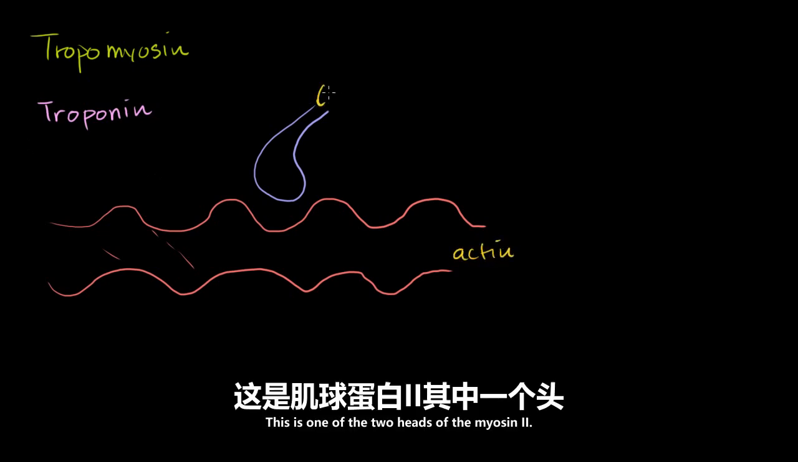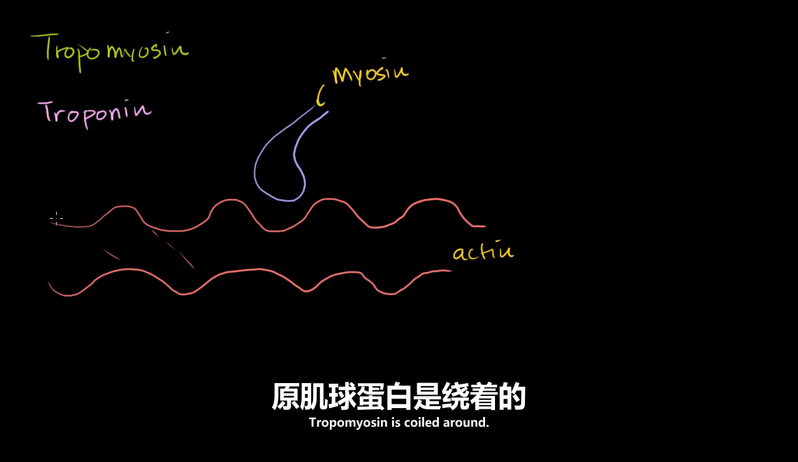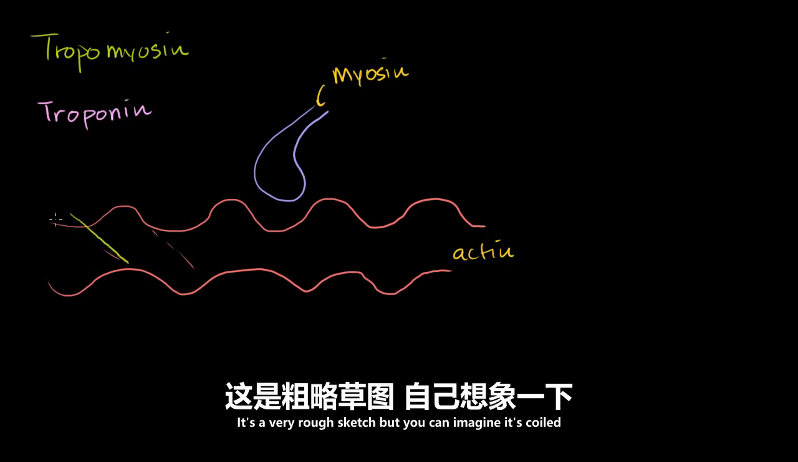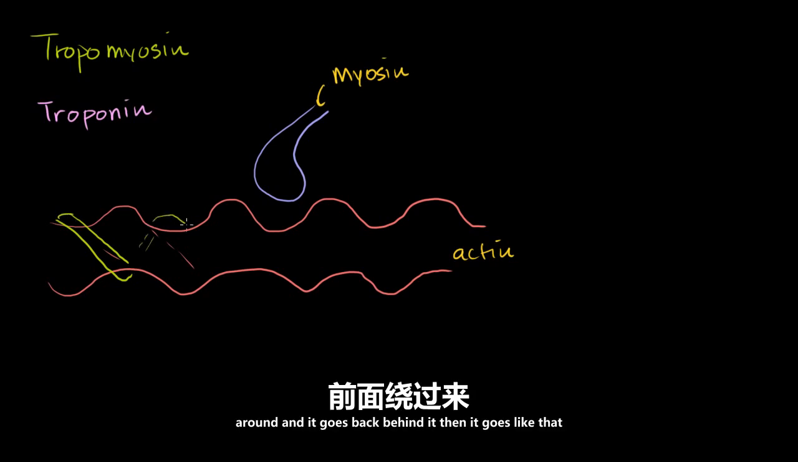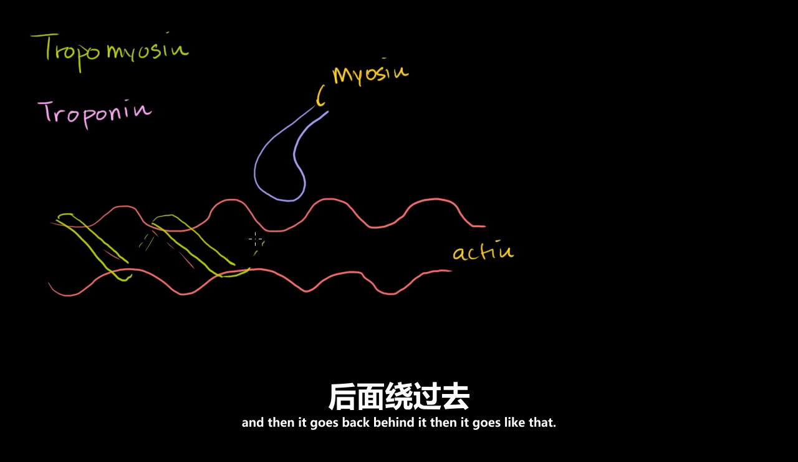This is one of the two heads of the myosin 2. Myosin. And then we have our tropomyosin. Tropomyosin is coiled around. It's a very rough sketch, but you can imagine it's coiled around. Then it goes back behind it. Then it goes like that. And then it goes back behind it. And it goes like that. So it's coiled around it.